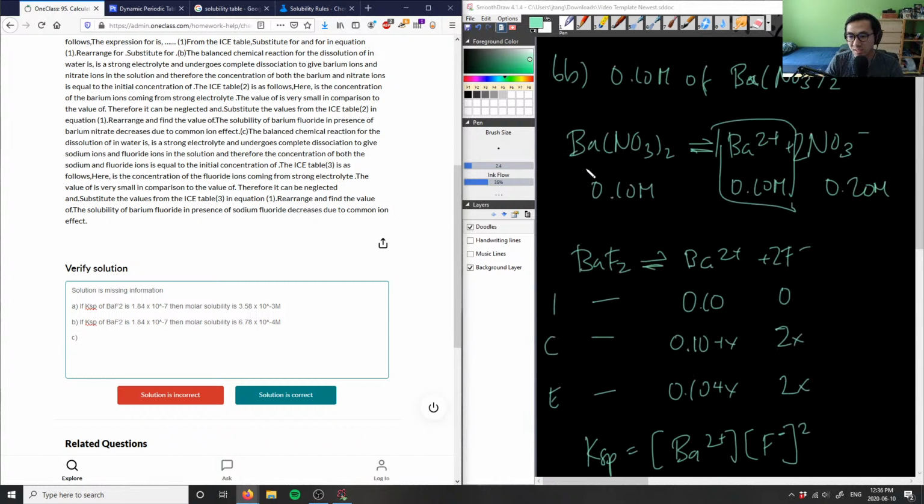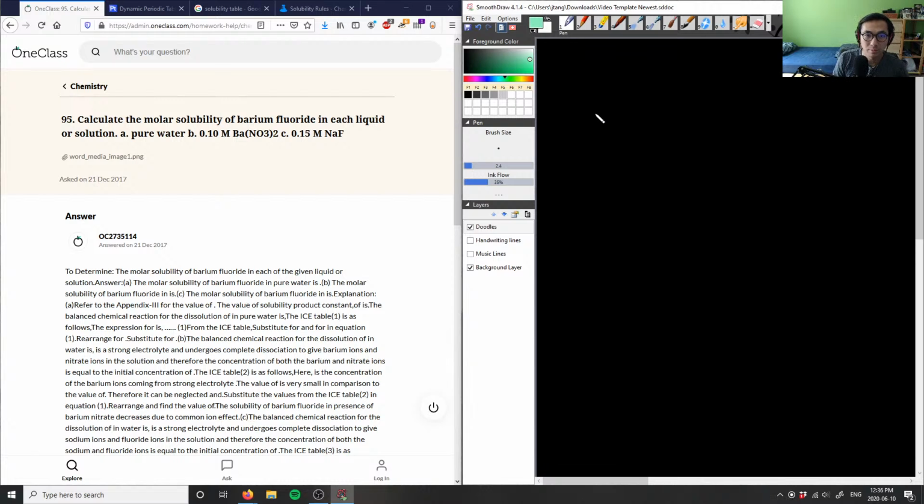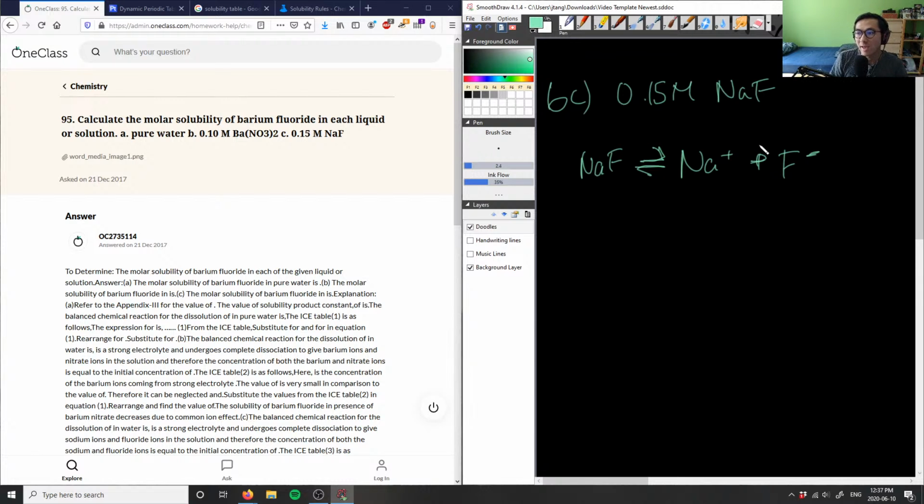And then let me do 6C here and I'll clear this. It's very, very similar to B and what we've been doing before. So I have 0.15 molar of NaF. If I look at NaF here, I can write a chemical equation and say that I have Na plus and F minus here. And we have 0.15 molarity of our sodium fluoride, right? So I have 0.15, which means these guys are also 0.15 here.